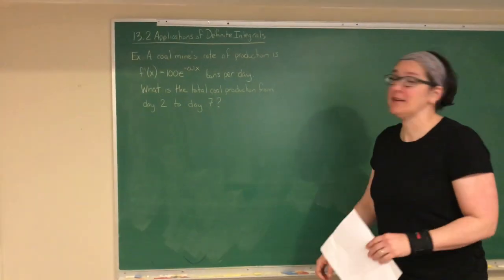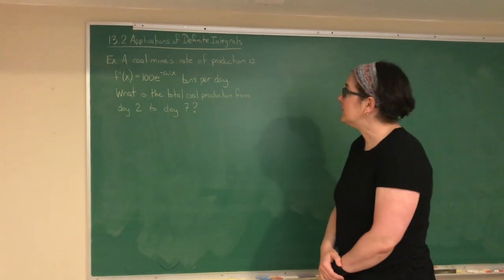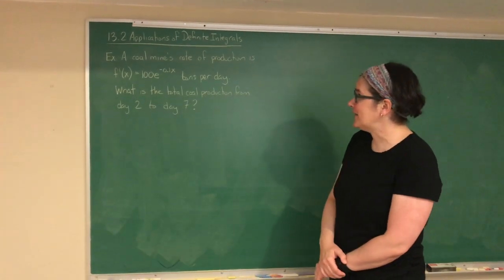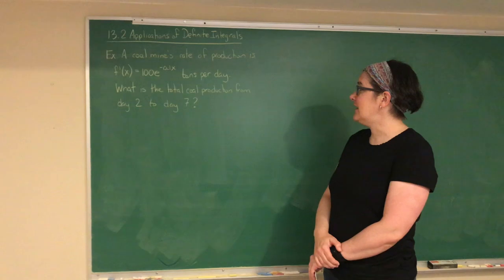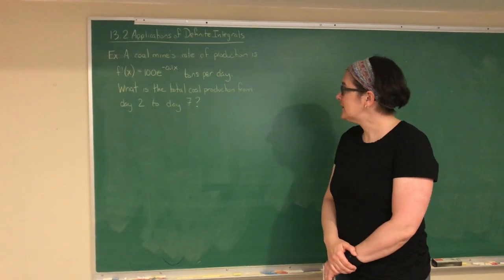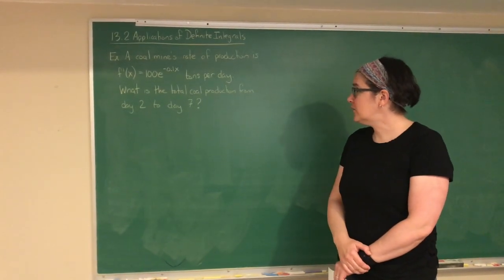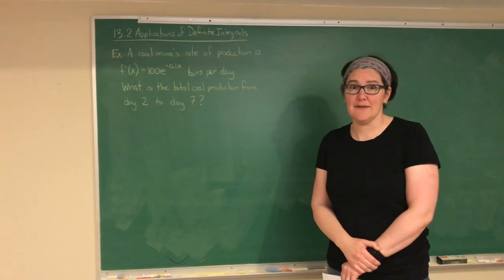In part 2, we're going to look at an example that reads: a coal mine's rate of production is f prime of x equals 100 e to the negative 0.1x tons per day. What is the total coal production from day 2 to day 7?